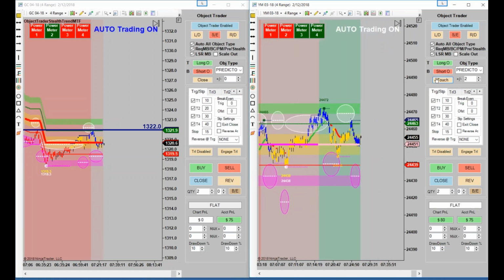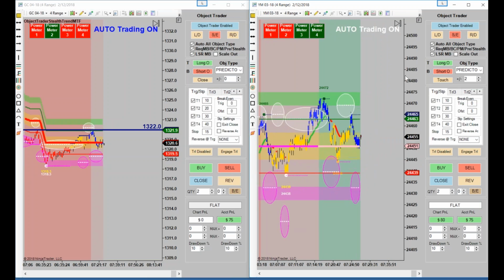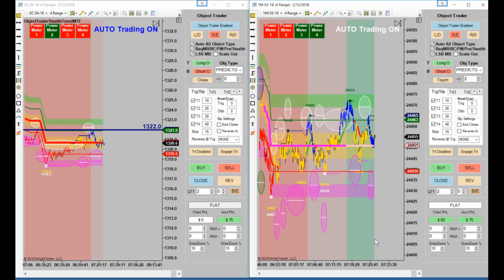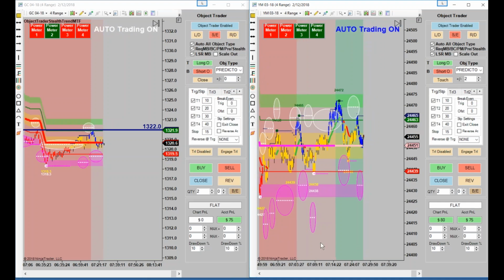Okay. Now let's see if we can stay with the predictor and do another one. It's still got a white predictor. We got $75. That's not too shabby. Big difference in how fast YM moves versus gold, isn't it? Gold's not moving at all, and yet YM's moving.